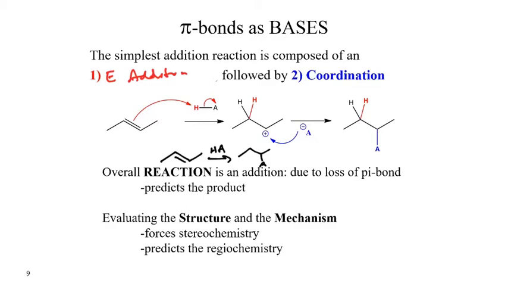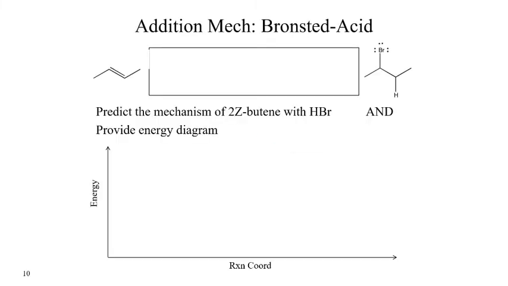Okay. The next thing I'd like you to be able to go through and do is to also look at an energy diagram. So here we've got our starting material. This one's a little bit more specific. Provide the mechanism of 2Z-butene with HBr, and then go through and provide the energy diagram. So again, take a second to pause, hit the space, click in the picture, make the movie stop, so that you can go through and show that mechanism.